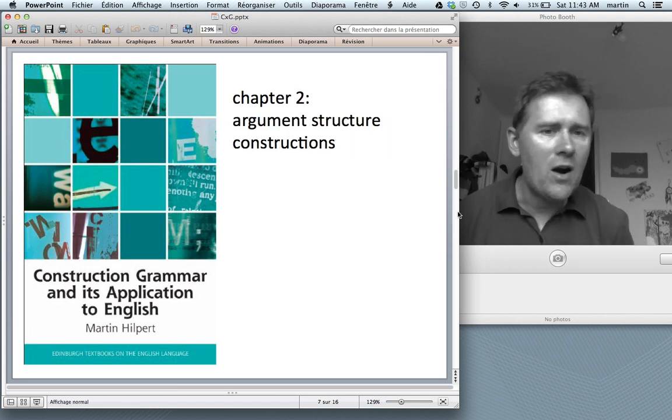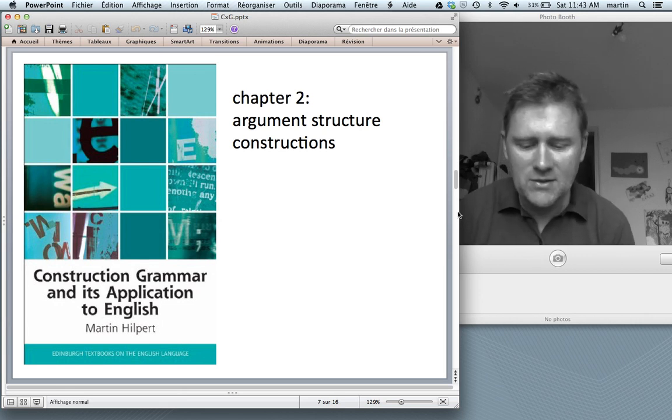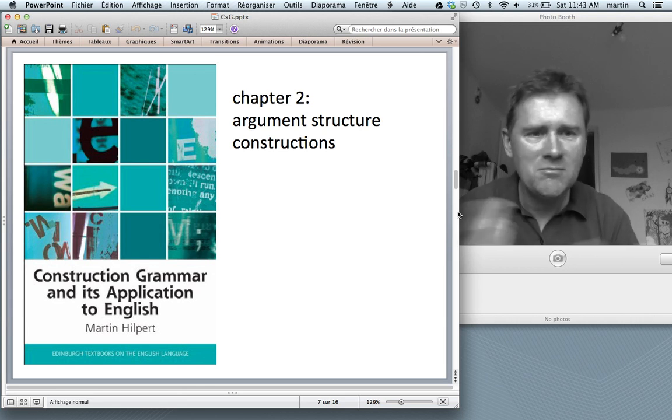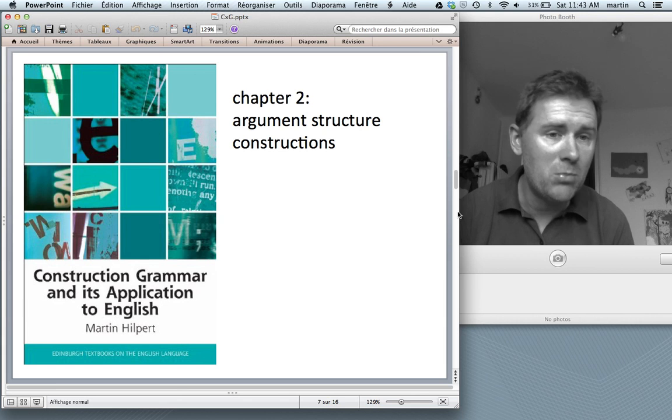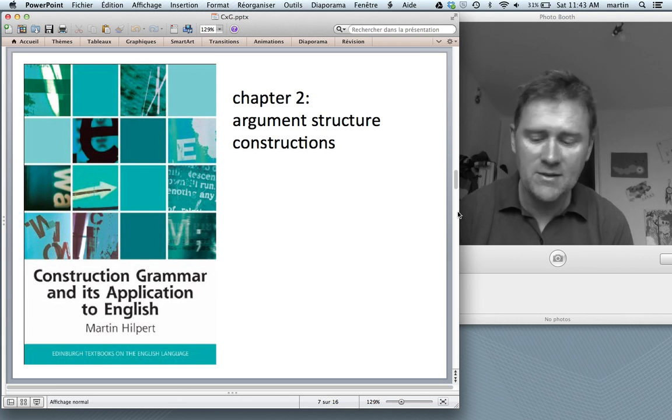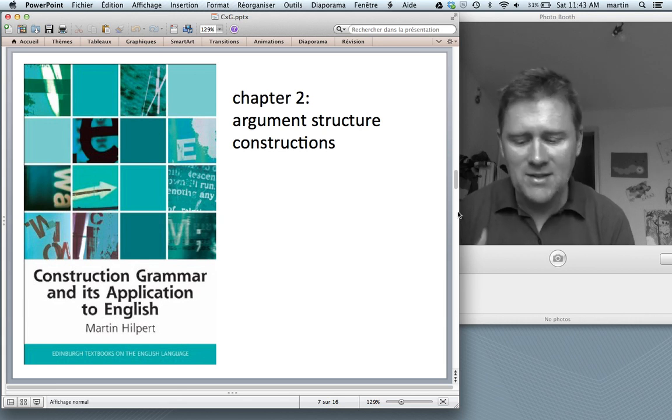Chapter 2 is about argument structure constructions, which are simple sentence patterns such as John baked Mary a cake or John hammered the metal flat. They seem straightforward and simple, but they're actually very important to construction grammar because they show that also syntactic patterns are meaningful symbolic units.